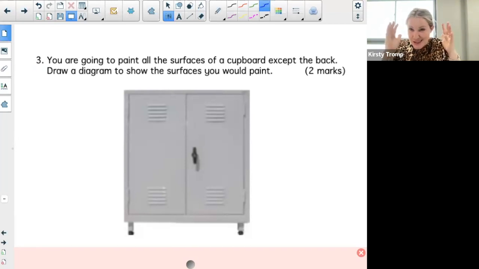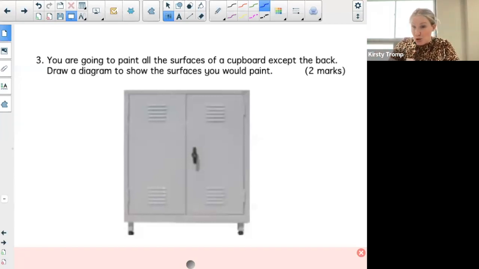Imagine this cupboard, it's sitting in your classroom, or maybe it's sitting in your bedroom, or it's sitting in the lounge, and you want to paint that whole cupboard, except you don't want to waste paint. You don't want to paint the back of it, okay? Draw a diagram. Now it doesn't have to be a net, guys. Draw a diagram to show the surfaces that you would paint. There's no measurements. It just wants you to draw a diagram.